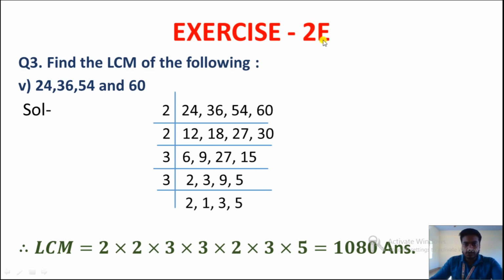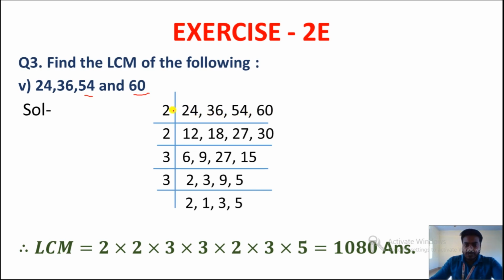This is exercise 2E. So we have question number 3, find the LCM of the following. A particular method is not mentioned here, so we can use the division method. Alright, so we have the numbers 24, 36, 54 and 60. We have to find out the LCM of these numbers. First we have to arrange them in one place. You can see 24, 36, 54, 60 all are arranged in one place.